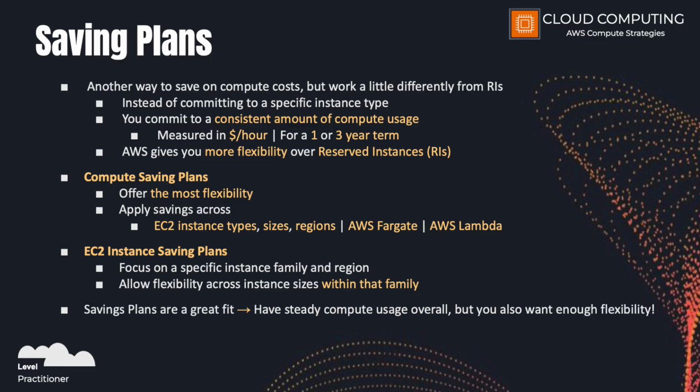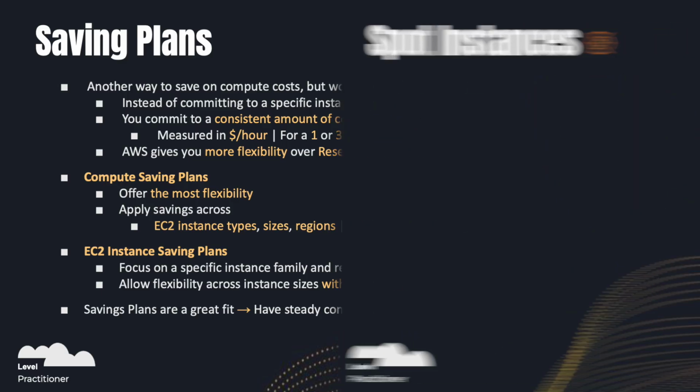Saving plans sit right in the middle between on-demand and reserved instances. They're ideal when you have predictable usage levels, but you don't want to lock yourself into exact infrastructure choices for years.